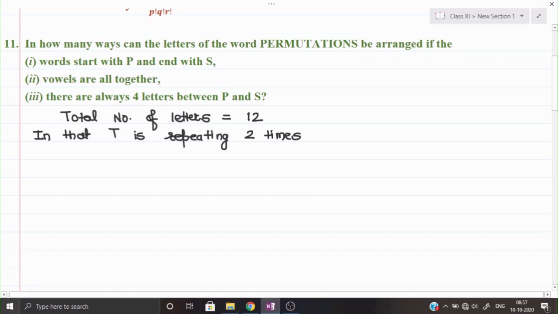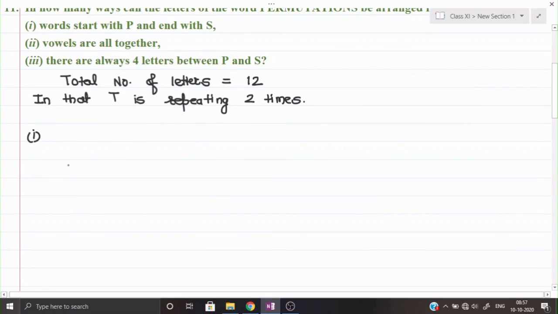Now let us start the first part. We can find out the general words also with the help of that, but since they are not asking for general permutations, we shall focus only on the first part. In the first part, what are they saying? Word starts with P and ends with S. Means the word should start with P and end with S, as in the word PERMUTATIONS, it starts with P and ends with S.